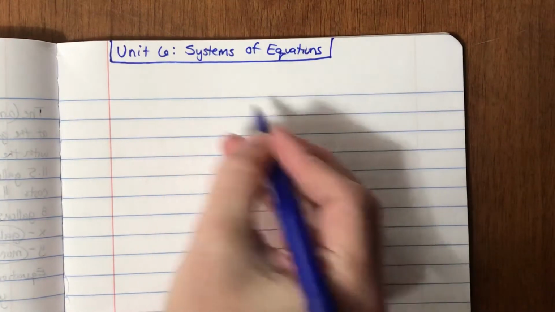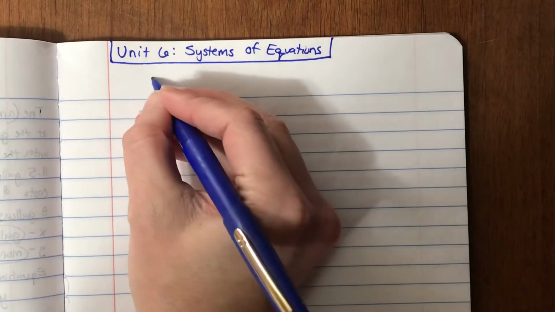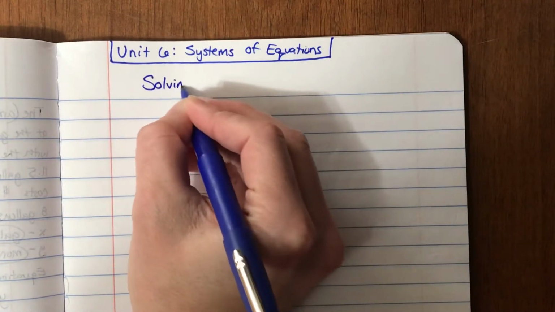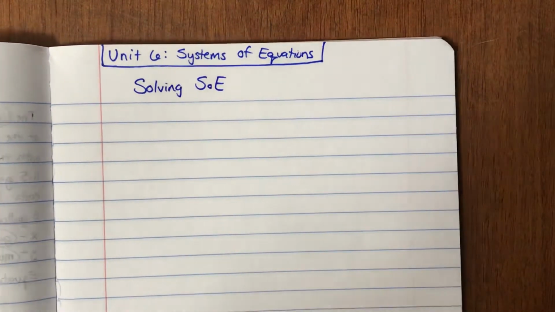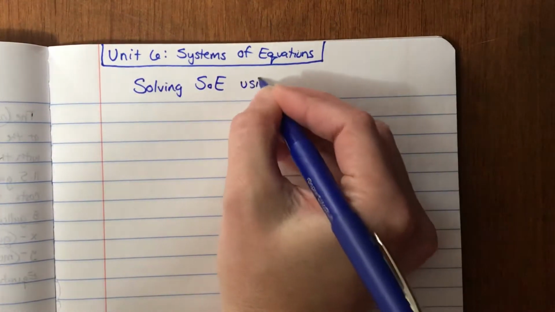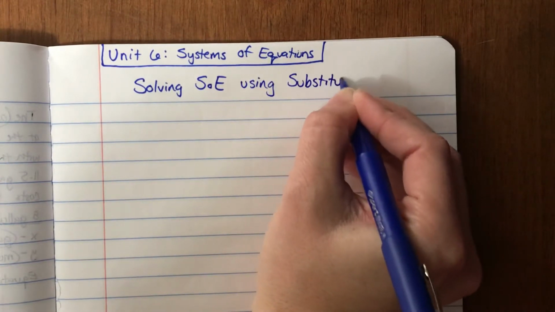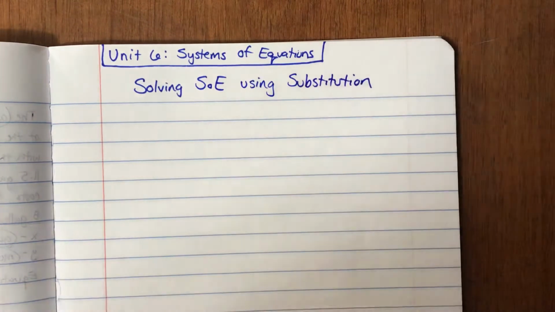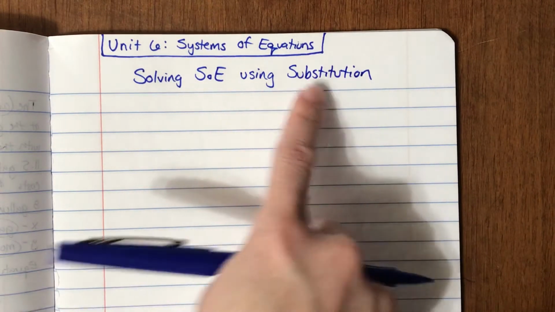The title of today's notes, starting Unit 6, is Solving Systems of Equations, and again, I'm just going to write SOE, using substitution. Go ahead and write that title down, and then we'll talk about what a system of equations is, and then we'll talk about this method of solving it called substitution.